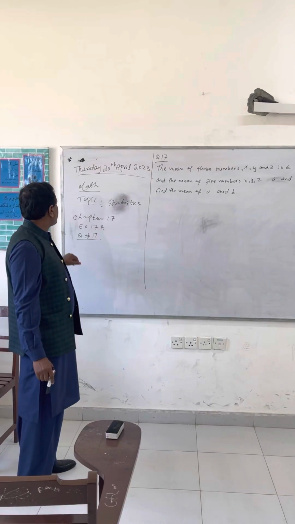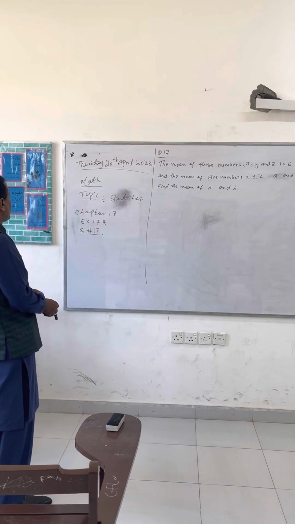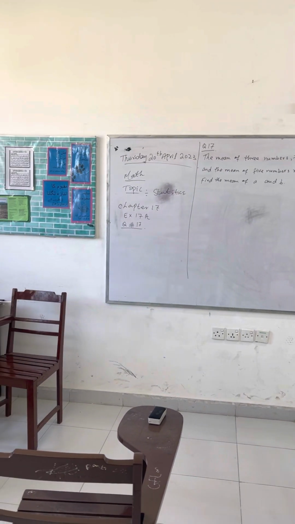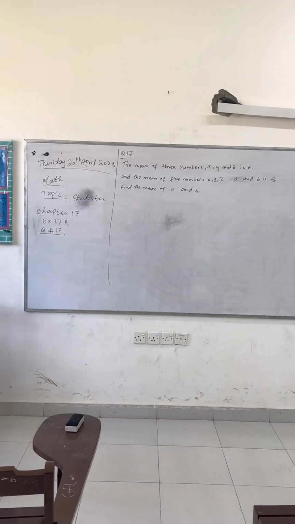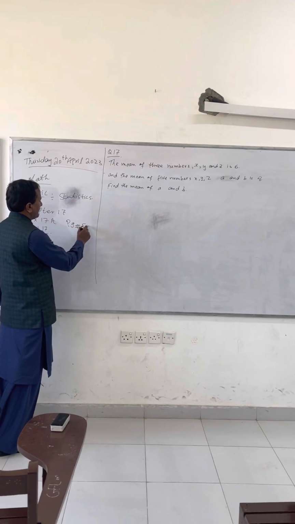The topic is statistics, chapter 17. We are supposed to start exercise 17A, and the question number is 17. This question is on page 500.